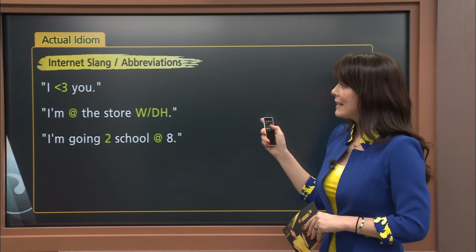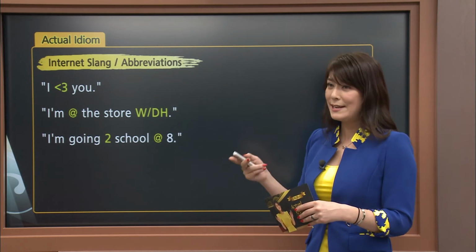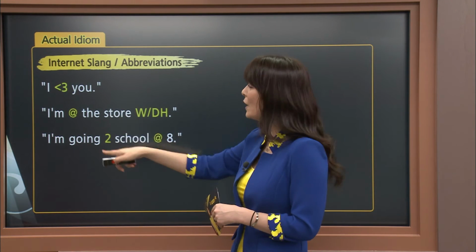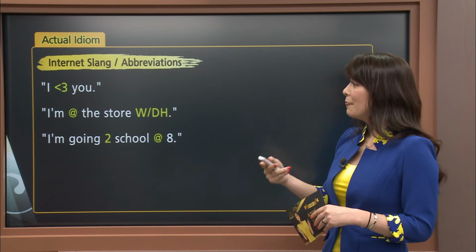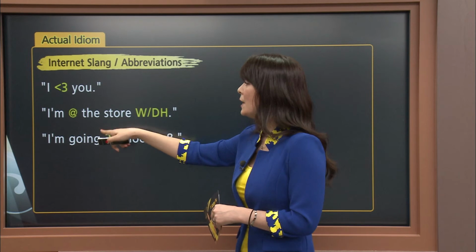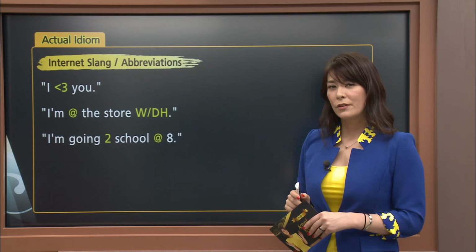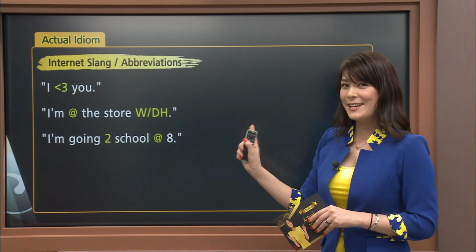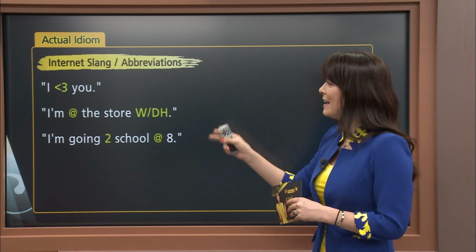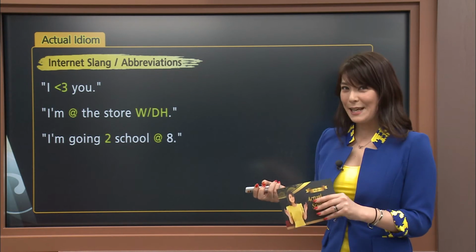So let's check out some sentences. For example, when you want to say I love you, instead of writing LOVE, you can simply write that. I love you. Okay, now you know what that stands for, love. Also, when you want to say I am at the store with somebody, you can say I'm at the store with slash or backslash, DH. What do you think that stands for? DH. The D here stands for dear, H stands for husband. So, my dear husband. I'm at the store with my dear husband. Dear wife would be DW, right?